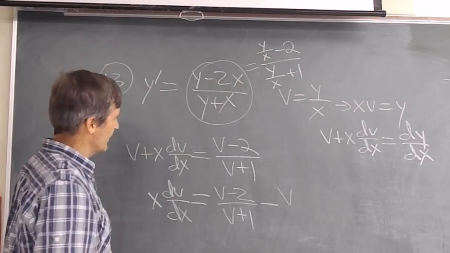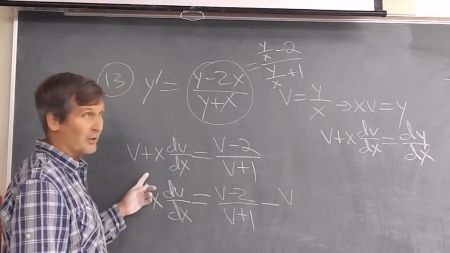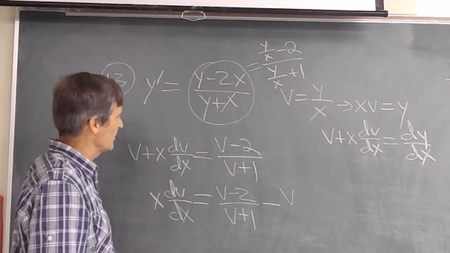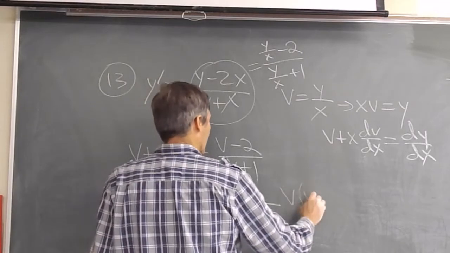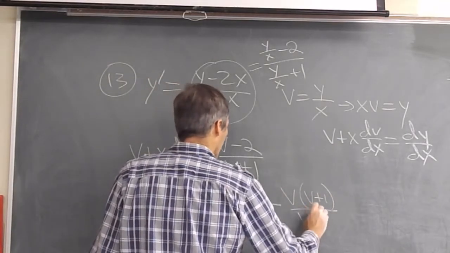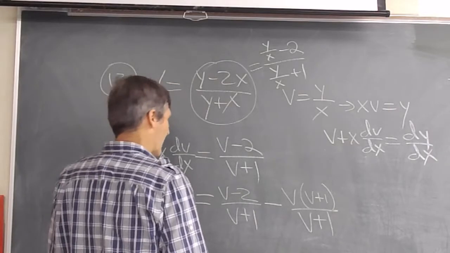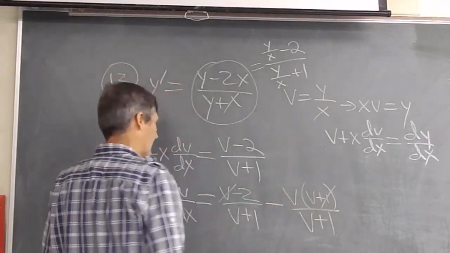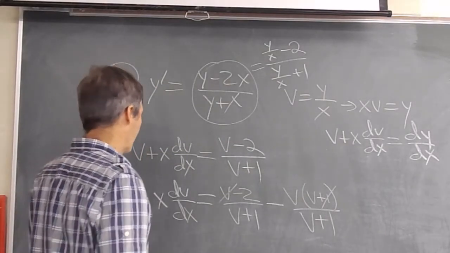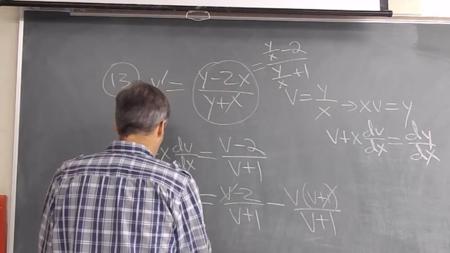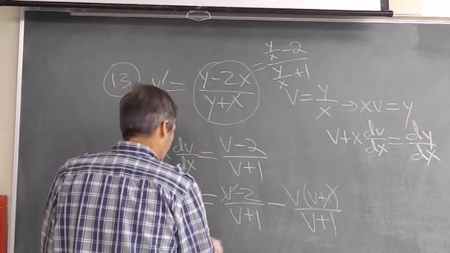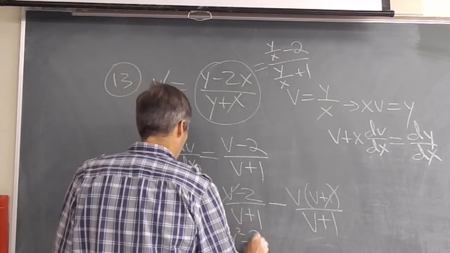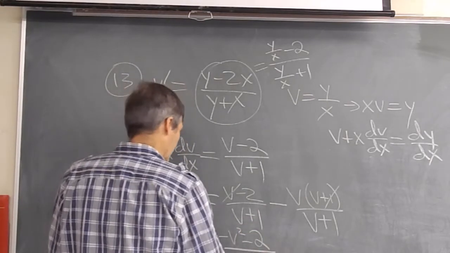Now the thing about this homogeneous equation is when you make this substitution, it always makes it separable. So that's what you're aiming for. How can I separate variables? Write v as v times (v plus 1) over (v plus 1). And now, let's see, I've got v here and I've got minus v here. Let's cancel. That'll simplify it a little bit. I've got x dv/dx equals (minus 2 minus v squared) all over (v plus 1).